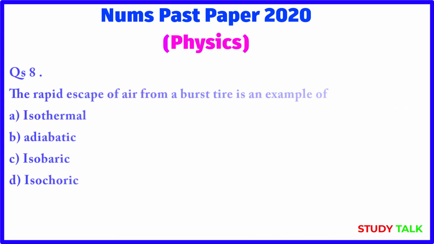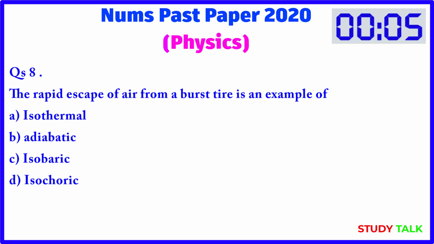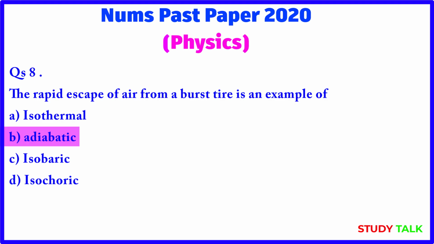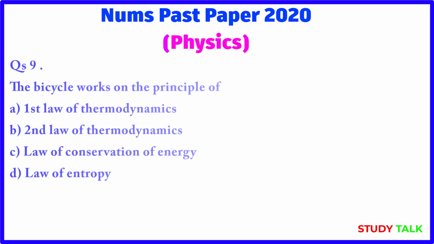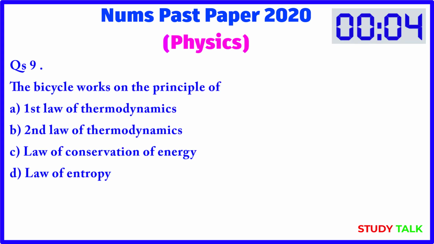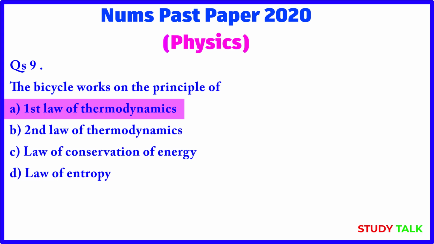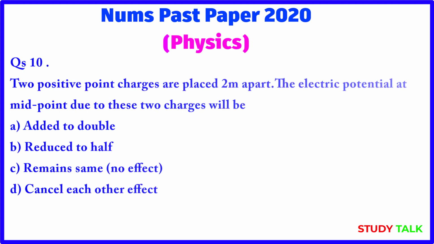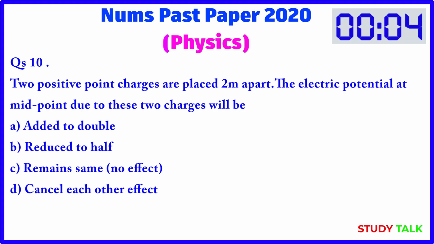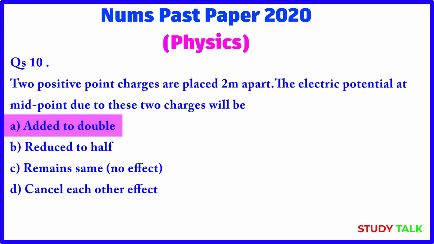The rapid escape of air from a burst tire is an example of adiabatic. The bicycle works on a principle of first law of thermodynamics. Two positive point charges are placed 2 meters apart. The electric potential at midpoint due to these two charges will be added to double.